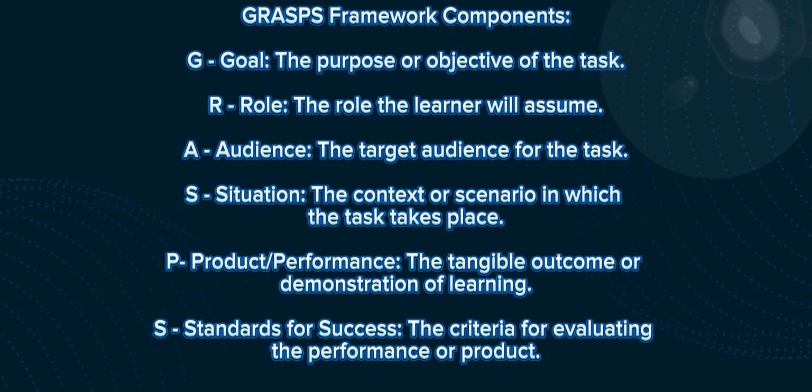For letter P, the product or performance, the tangible outcome or demonstration of learning. So what is the final output? It's either a poster, video, report, or model. And lastly, for letter S, the standard for success, the criteria for evaluating the performance or product. How will the work be judged, or what are the criteria or rubric?